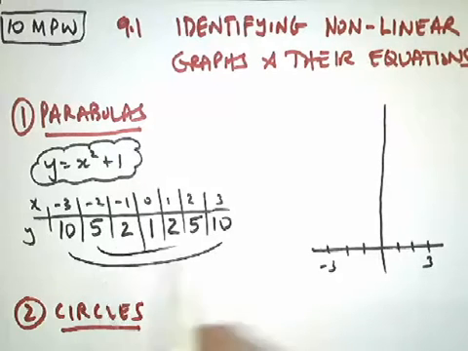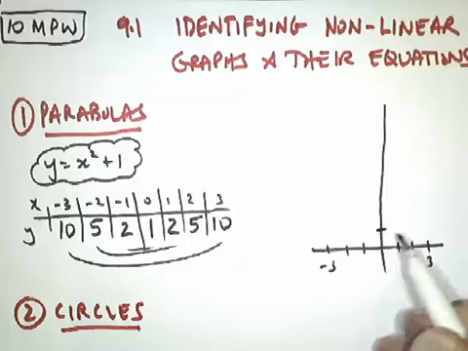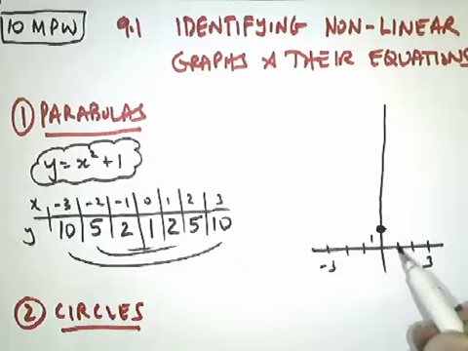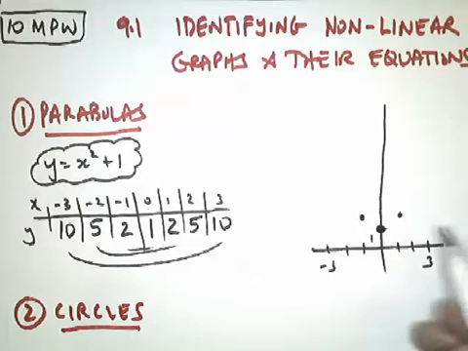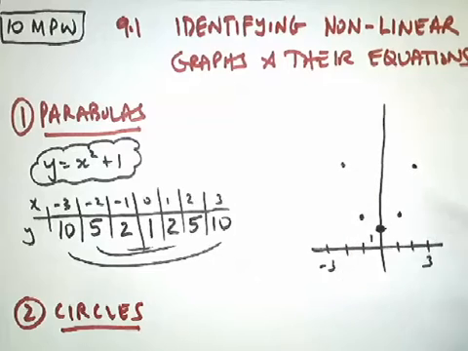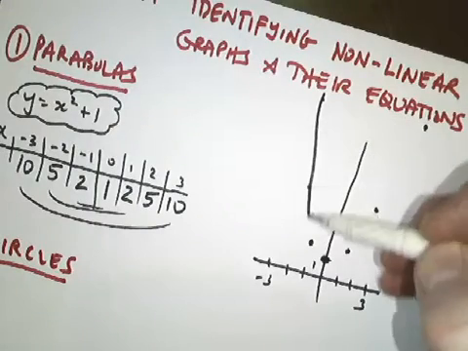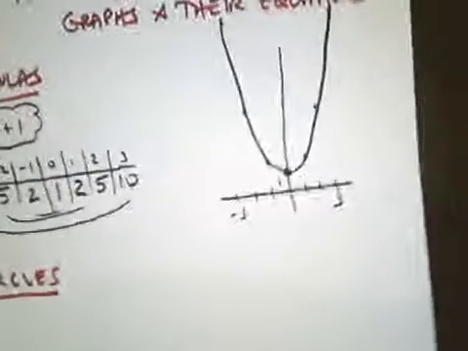You will probably notice the symmetry that is occurring, and that when x equals 0, y equals 1. At 1 it's equal to 2, and at -1 it's equal to 2. At 2 it's equal to 5, and at -2 it's equal to 5, and 3 is equal to 10, -3 is equal to 10, which gives me that shape to the parabola.